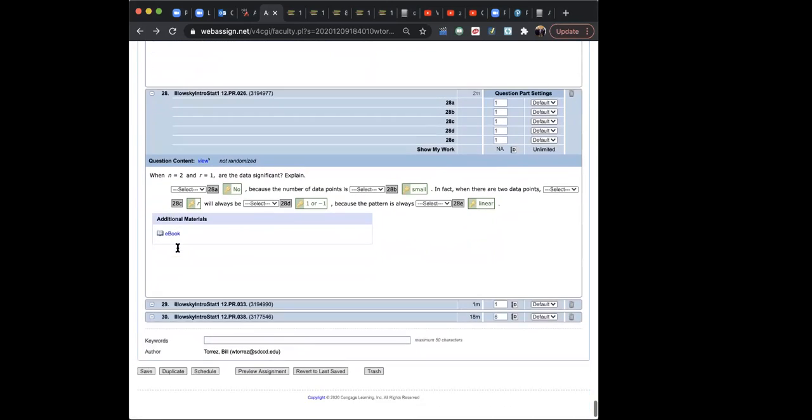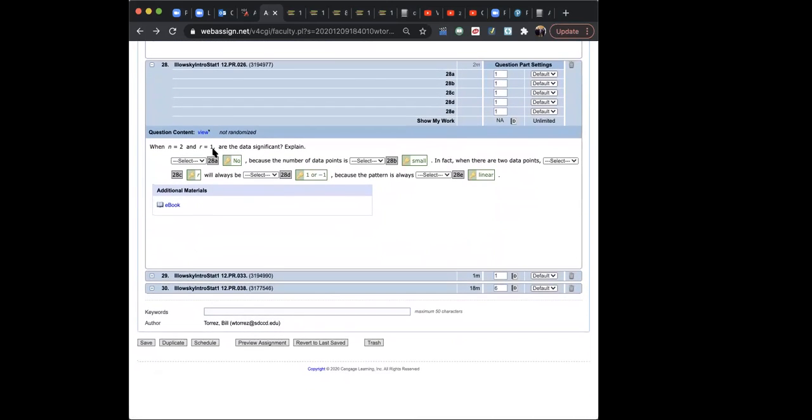What happens when you have 2 data values in your scatter plot? Okay, R is 1 because linear regression will fit a straight line passing through those 2 points, and that straight line fits the data perfectly, right? Okay, so we can't really use just the 2 points. So here we would say that the data are not significant. We don't get any information with a sample size of 2. Okay. 2 is considered to be too small.